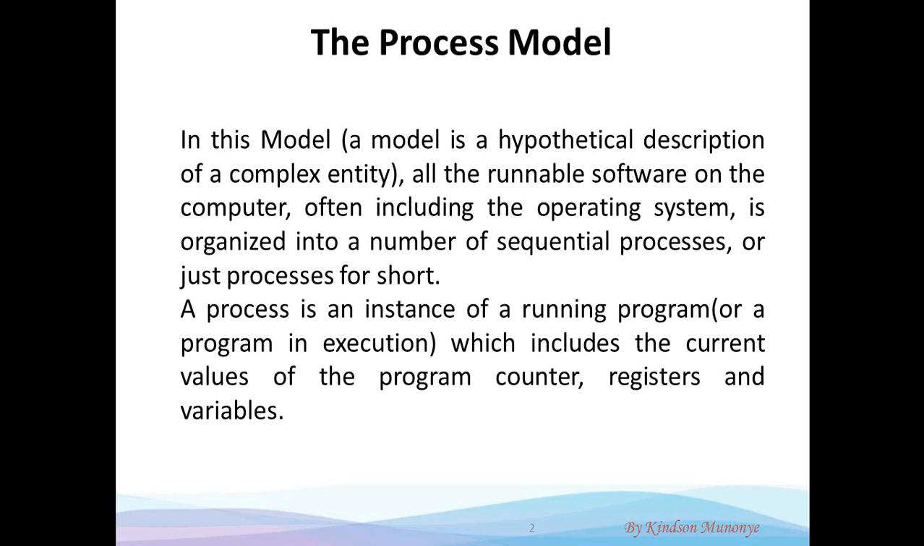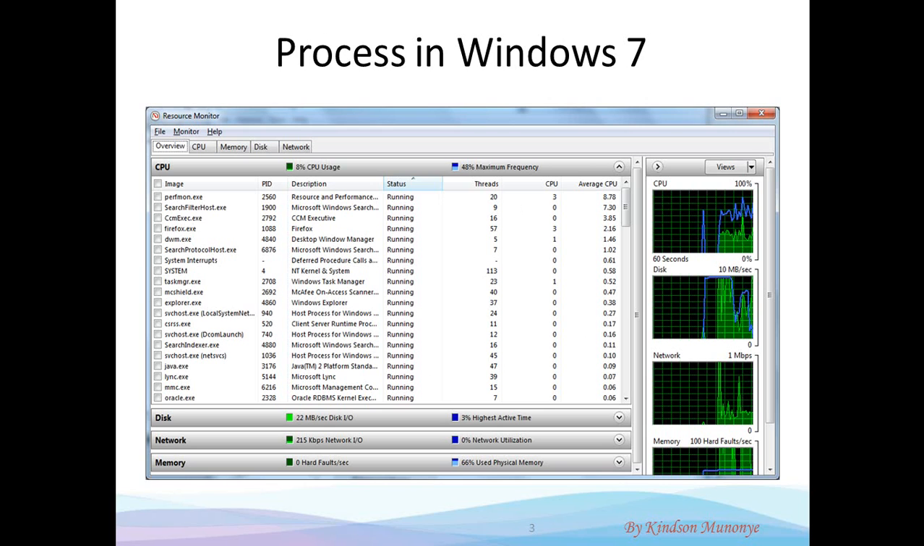What is a process? A process is an instance of a running program. So if you install Microsoft Word in your system, then you have a program. But when you click and start working on Microsoft Word, that is a process. A process is made up of a number of threads. We'll get to that in a minute.